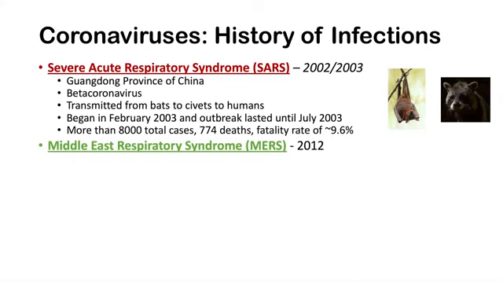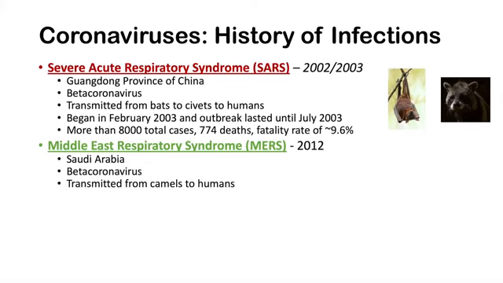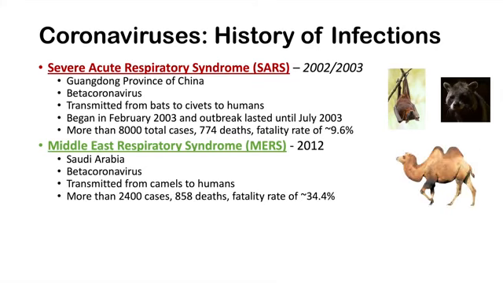Another coronavirus outbreak was the Middle East Respiratory Syndrome, or MERS outbreak, which occurred in 2012. This started in Saudi Arabia, and it quickly spread to several countries. It itself is a beta coronavirus as well, and what seems to have occurred here is that the virus was transmitted from camels to humans, so either through eating camels, exposure to camels, or drinking camel milk. And as of this video, there are more than 2,400 cases of MERS with a recorded 858 associated deaths, with a fatality rate of approximately 34.4%, so very high fatality rate with the MERS infection.